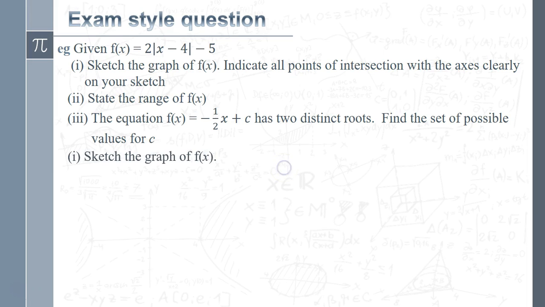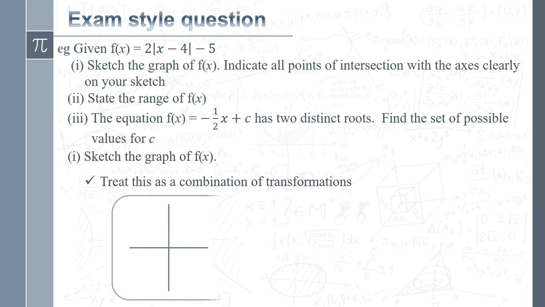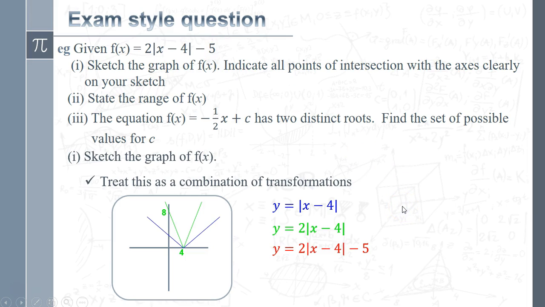So on we go, part 1, here we go, sketch of the graph. Now we've seen this before, and again I tend to treat these as a combination of transformations. So first of all, my sketch of y equals mod x minus 4. There it is. Hopefully we're fairly comfortable with that one now. Then we've got to do the stretch. So let's stretch it in the vertical direction, scale factor of 2. So that's going to be that. And now you'll notice that my y-intercept is at 8. And then finally we've got the last button here, which is this minus 5, which is a vertical shift of 5 units. There we go.